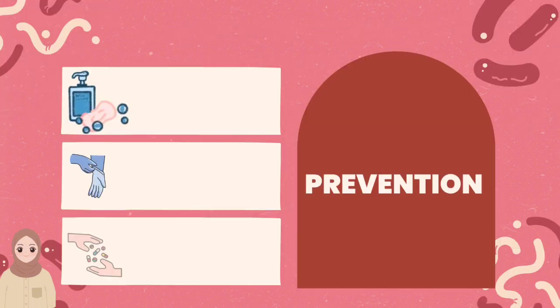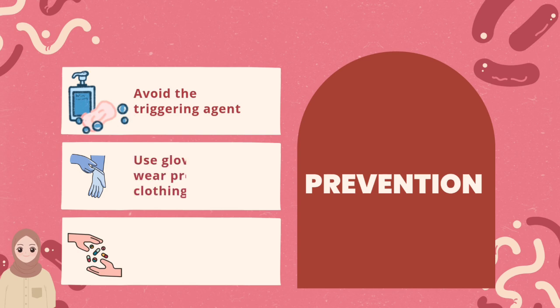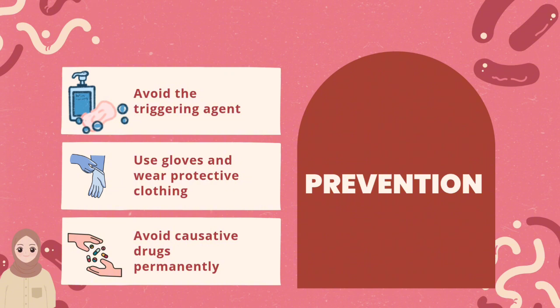How to prevent type 4 hypersensitivity? First, by avoiding triggering agents, for instance, avoid wearing nickel jewelry, use fragrance-free products, avoid latex gloves. Second, wearing gloves or protective clothing helps prevent direct skin contact with allergens. The last one is to avoid causative drugs permanently, such as antibiotics, by not taking them again.